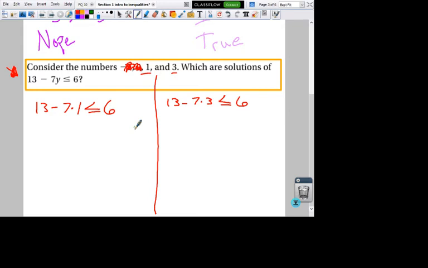Alright, so we got the number plugged in, right? So now it's just like an order of operations. We're going to turn this into a single number. So I do 7 times 1 first. Be careful, it's 13 minus 7, and that stays there. Okay, keep going. What's 13 minus 7?